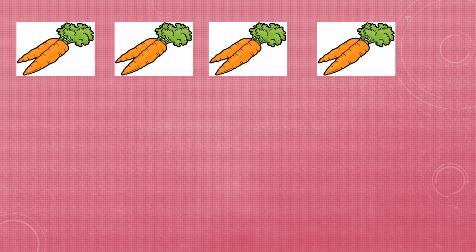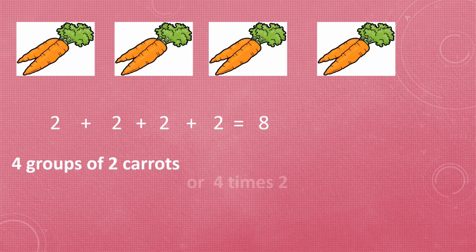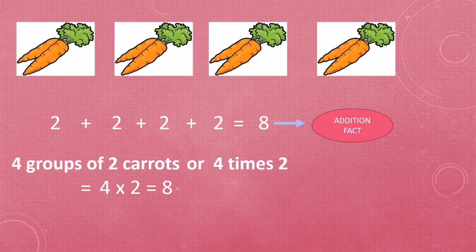Now we have 4 groups of 2 carrots. So if we do it by addition to find the total number of carrots, we see that it's equal to 8. 4 groups of 2 carrots will be 4 times 2, or 4 into 2 is equal to 8. In both cases, the answer will be same, right? So here is our addition fact, and this is our multiplication fact.